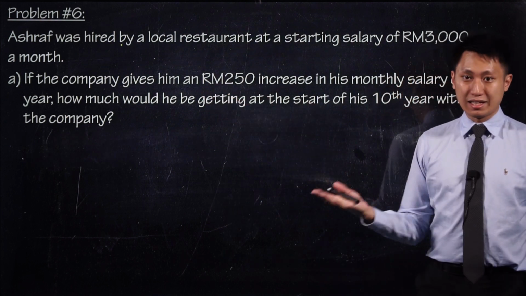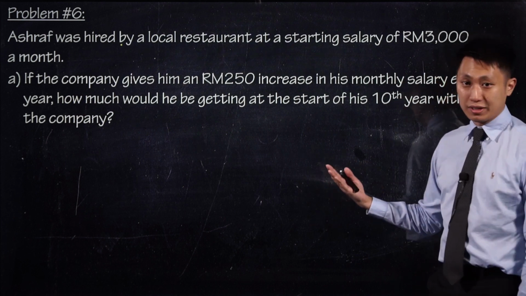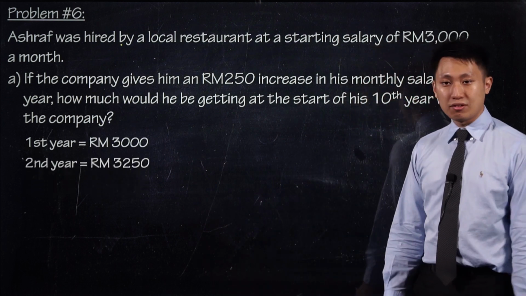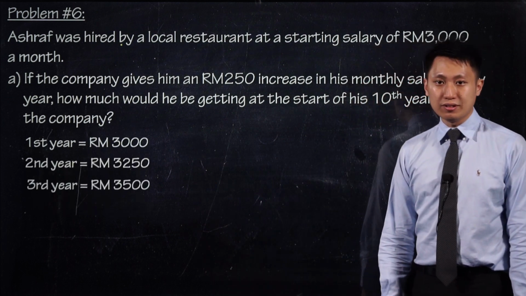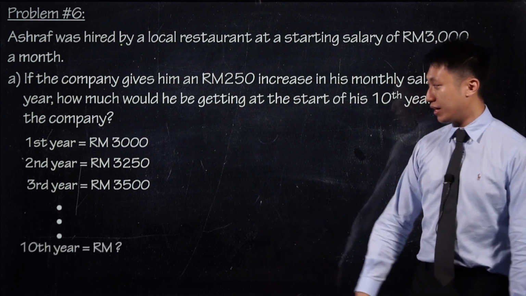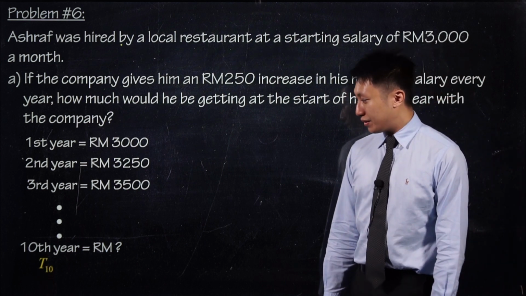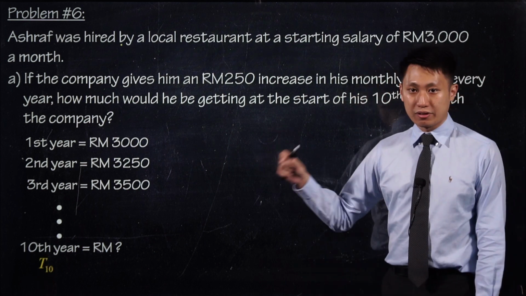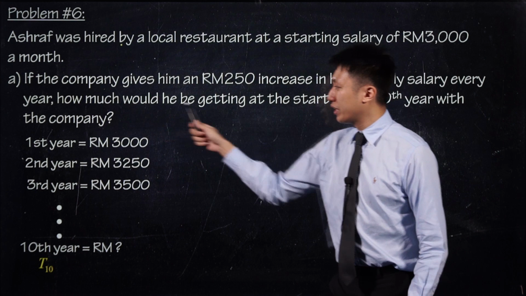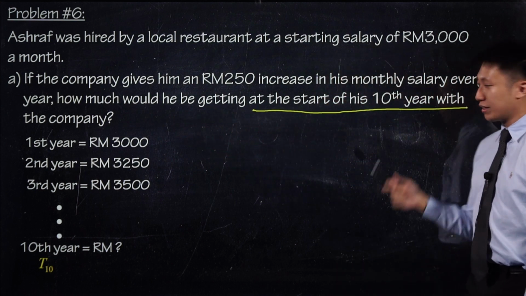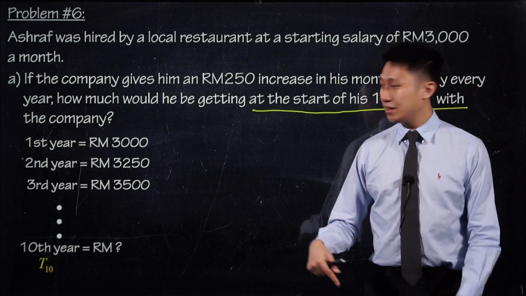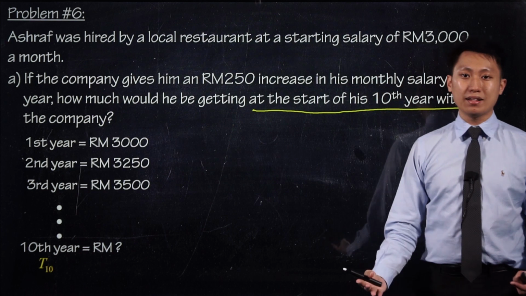So now the scenario, if you don't understand, you should just plot the things out, right? First year is 3,000. How about second year? 3,250, then 3,500, and so on. Then the last one, I don't know, I'm just going to write it out. The 10th year. So now T10 is the thing that you are going to find, because you want to know how much he would be getting at the start of the 10th year. At the start of the first year it will be this one, then at the start of the 10th year it is T10.